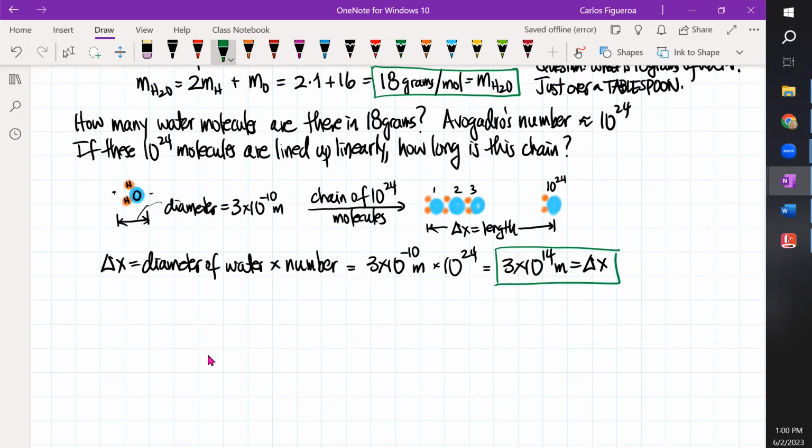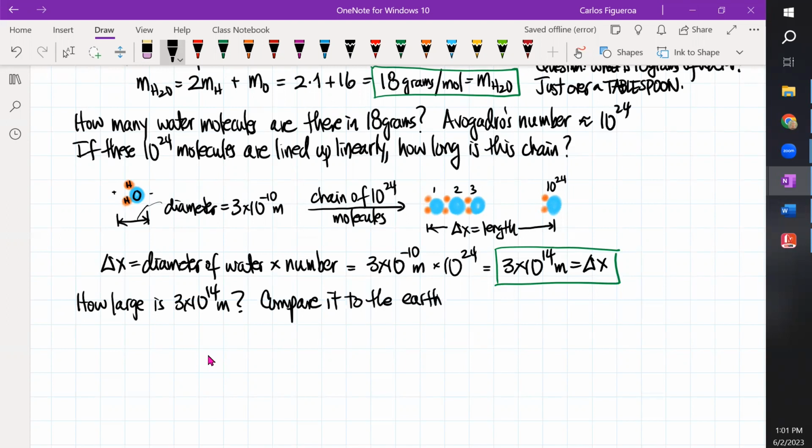Now, 10 to the 14, I really don't know what that is, right? We could ask, how large is 3 times 10 to the 14 meters? That's really the question now. And the way we answer this question is that we need to compare it to the Earth-Sun distance.